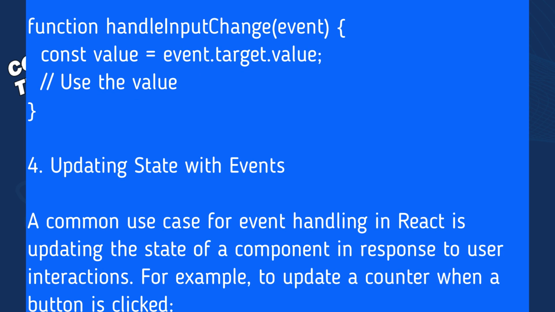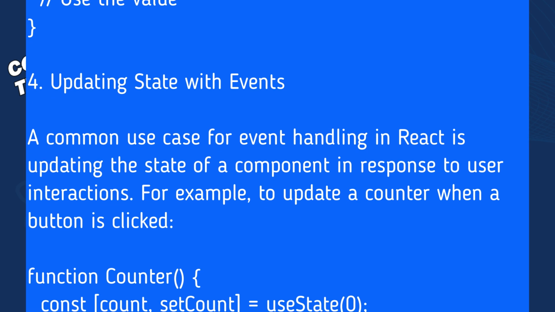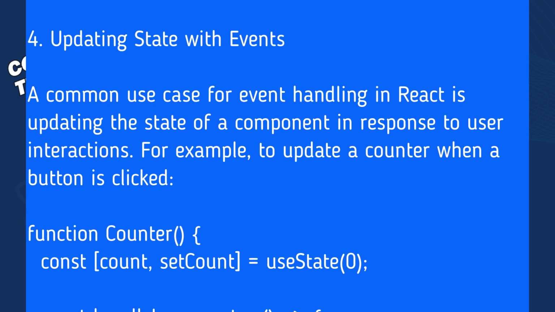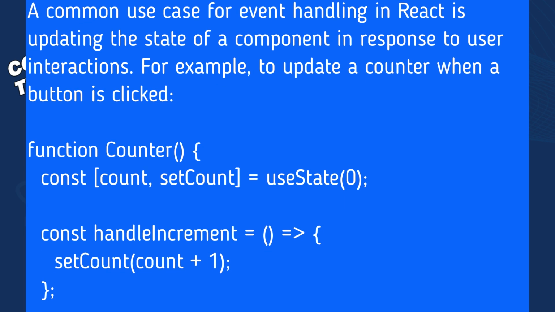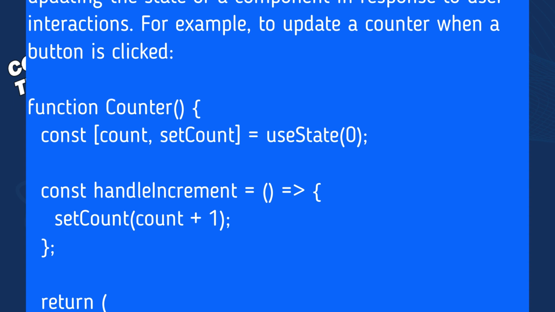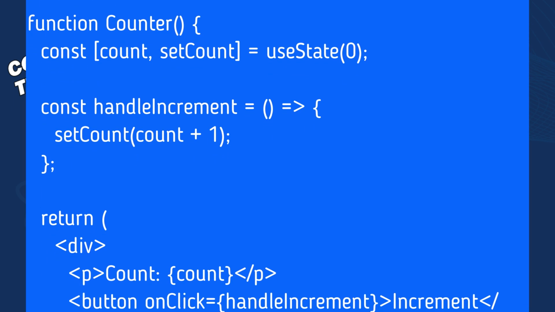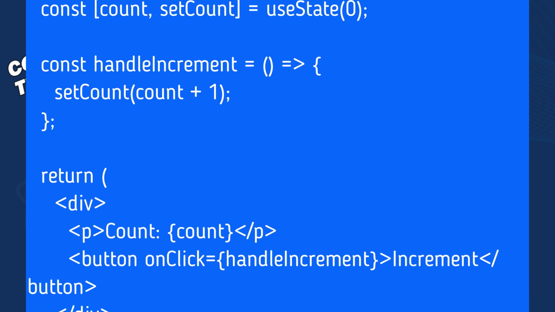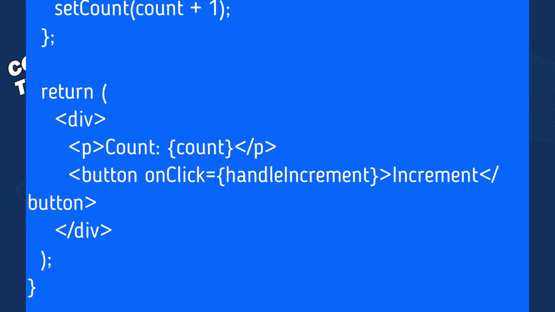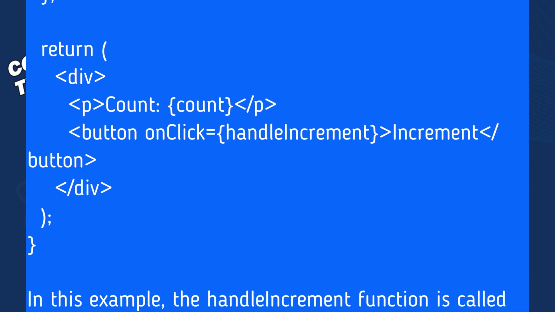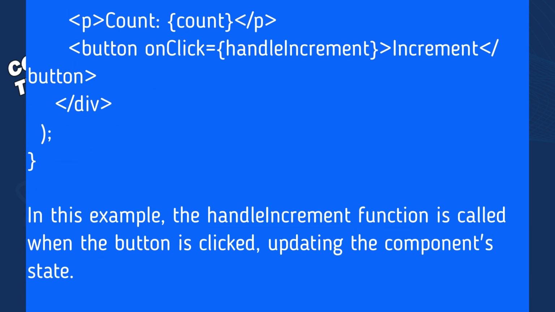4. Updating state with events. A common use case for event handling in React is updating the state of a component in response to user interactions. For example, to update a counter when a button is clicked: function Counter, const [count, setCount] = useState(0), const handleIncrement = () => setCount(count + 1), return <div><p>{count}</p><button onClick={handleIncrement}>Increment</button></div>. In this example, the handleIncrement function is called when the button is clicked, updating the component state.